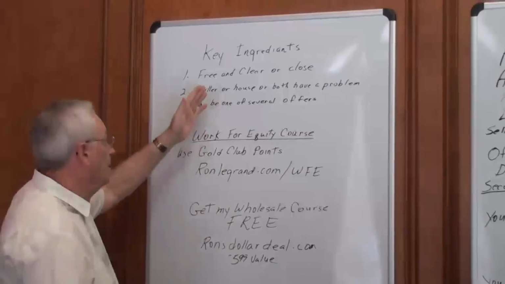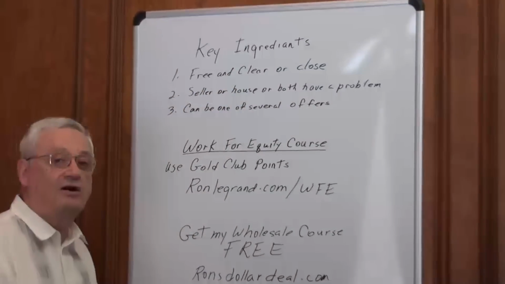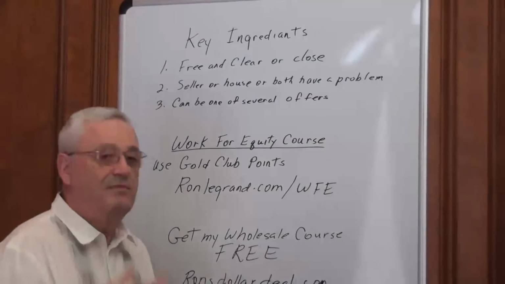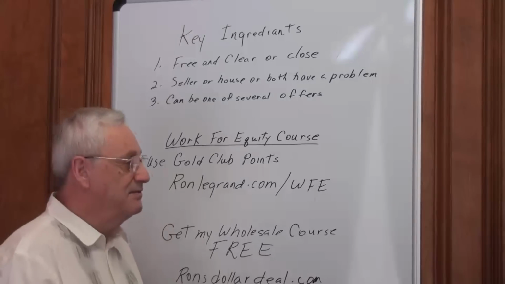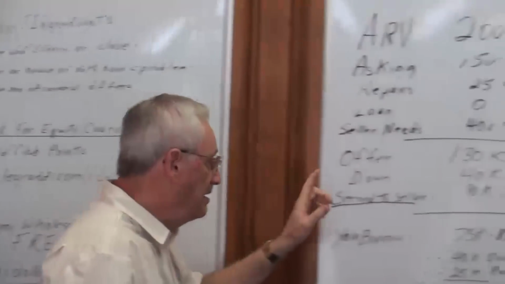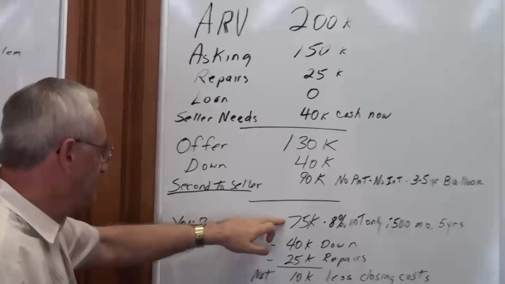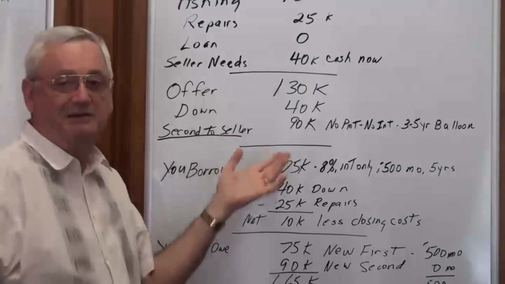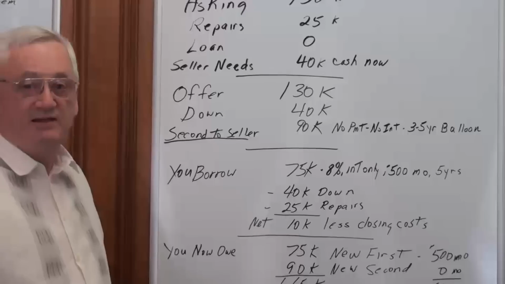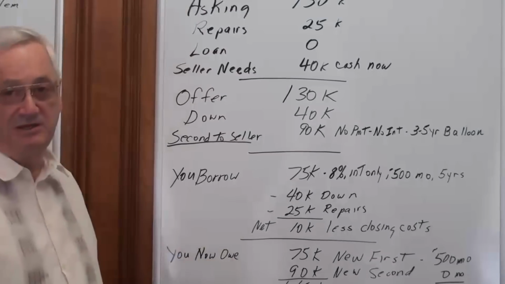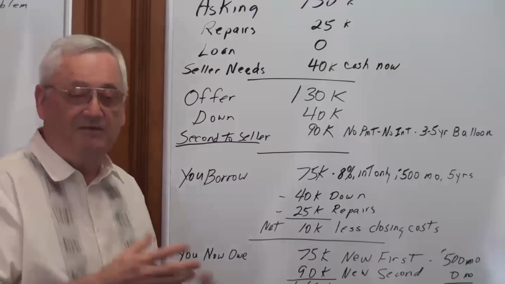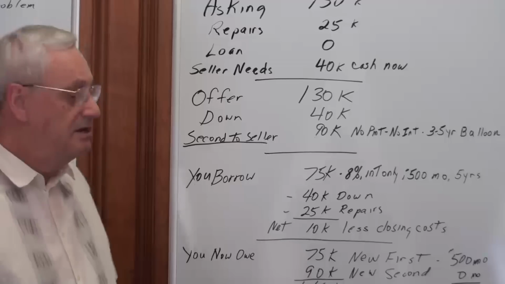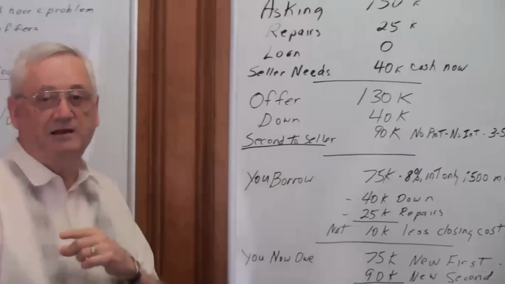Key ingredient number one is the house must be free and clear or close. You remember, I can't do this if the house is leveraged. Go back here. Now, look here. I'm going to borrow $75,000 on a first mortgage. Well, if this seller owes $100,000, that's impossible. It's impossible because I'd be in second position, and that means that my loan-to-value ratio would be out of whack and it wouldn't work. So remember, the house must be free and clear or close.